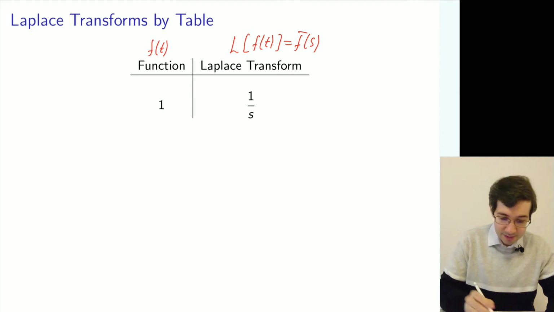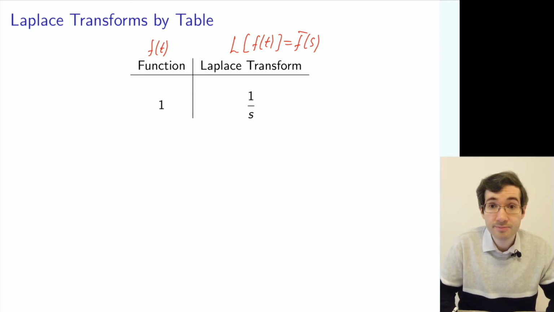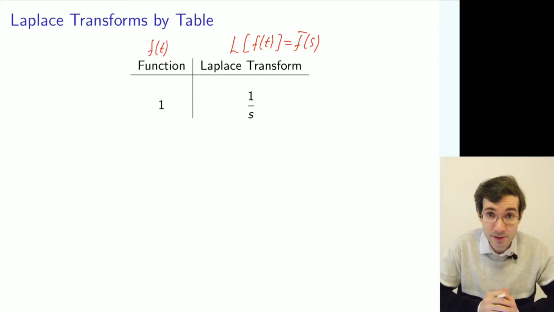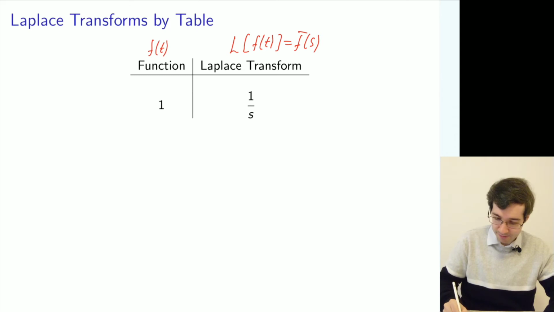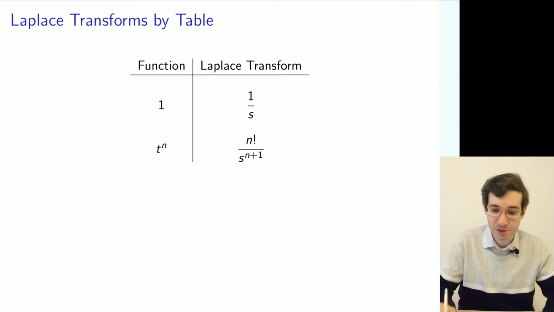So first, the Laplace transform of 1 is just 1 over s. It will be helpful if you can check this as an exercise to convince yourself. Then we have the Laplace transform of a power of a function, t to the power of n, which is an integer number.